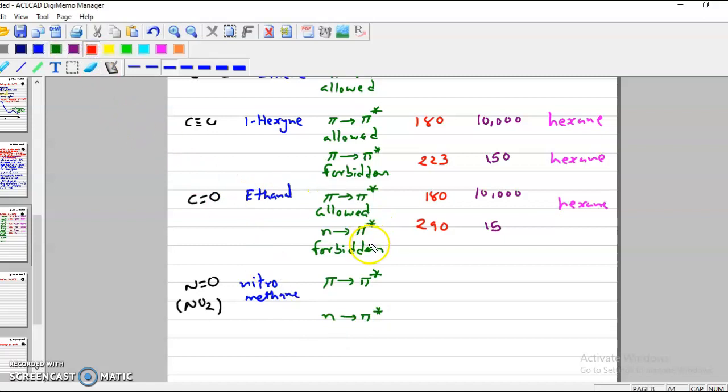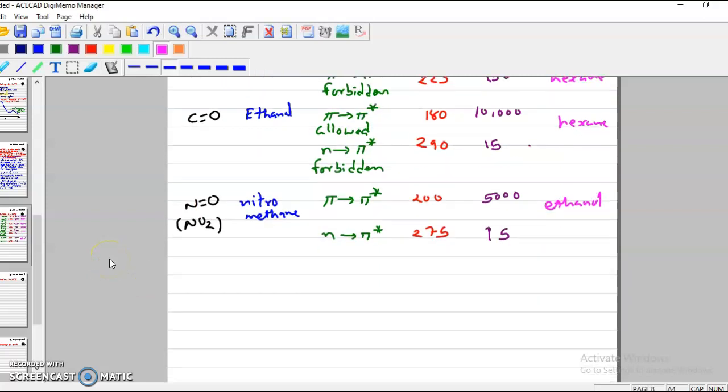Now, lambda maxima for pi to pi star would be 200, and for n to pi star it is 275, and epsilon value would be nearly 5,000 for pi to pi star, and nearly 15 for n to pi star because it is forbidden. And here the solvent will be ethanol. So in this case we can use a different solvent, ethanol, which is a polar solvent.